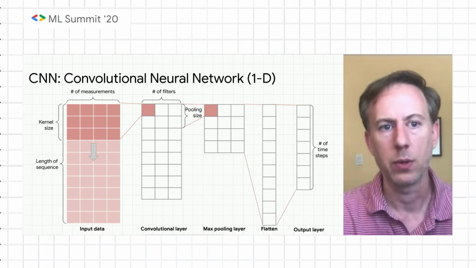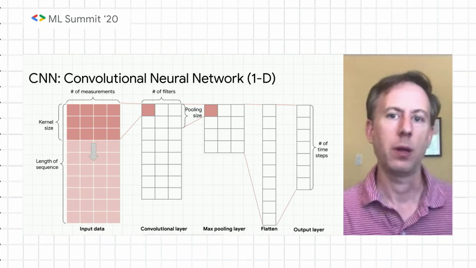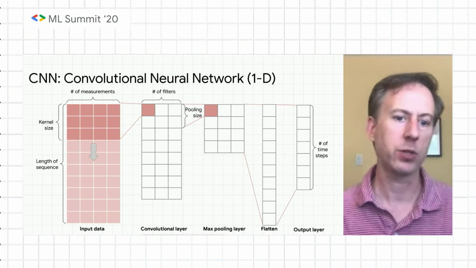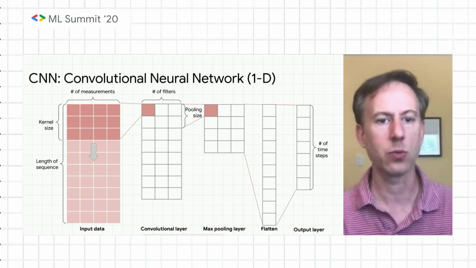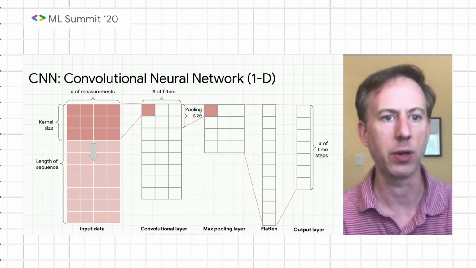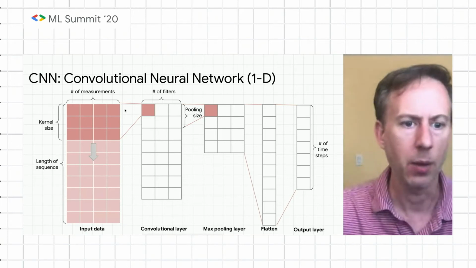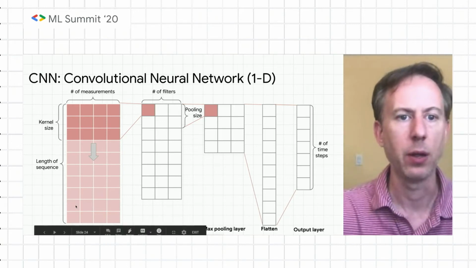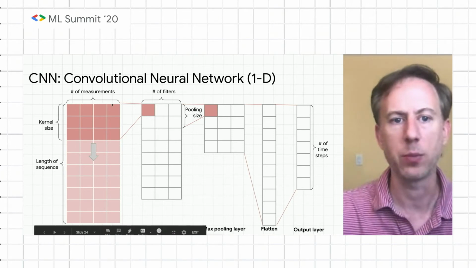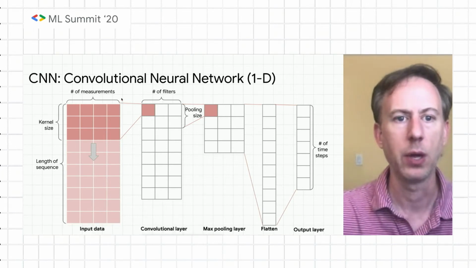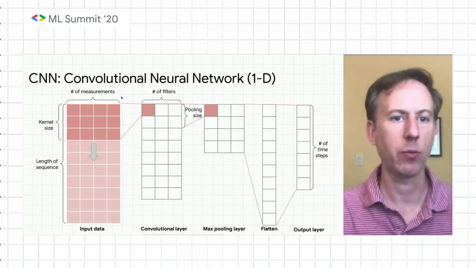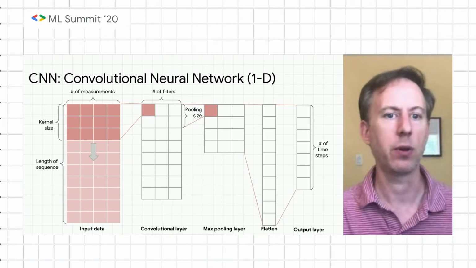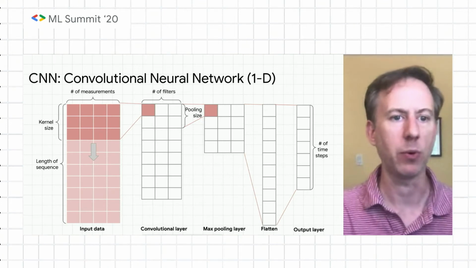In time series problems, one-dimensional is pretty popular. Let's walk through a little bit of the thought process here. This is one possible architecture in building a CNN. We have our input data here, and you can see the number of measurements across the top. Think of that as, here we have 4 different things that we're measuring at every data point.